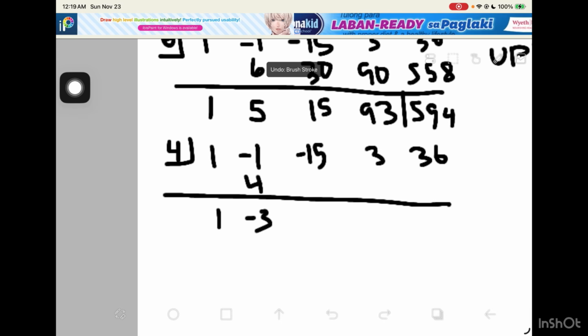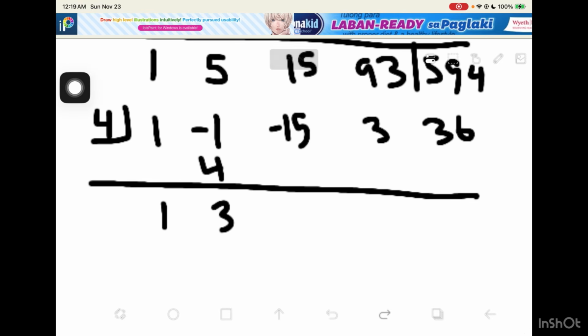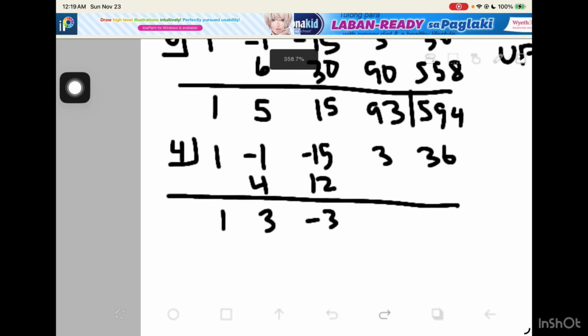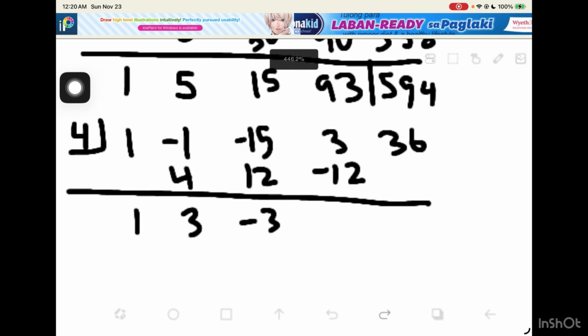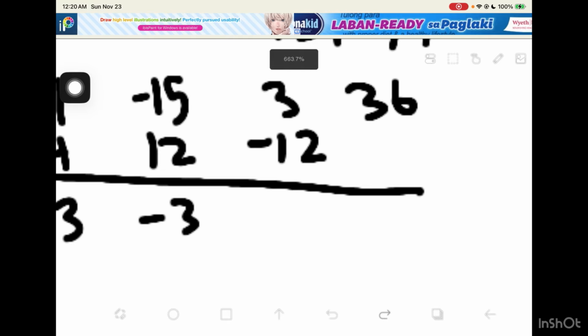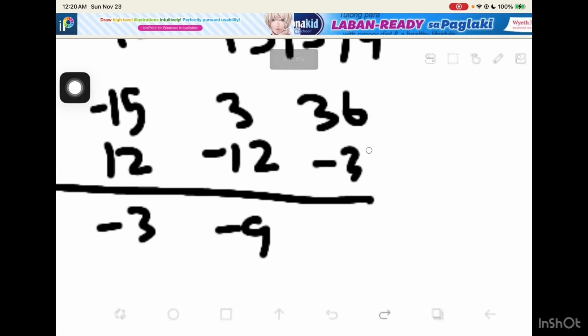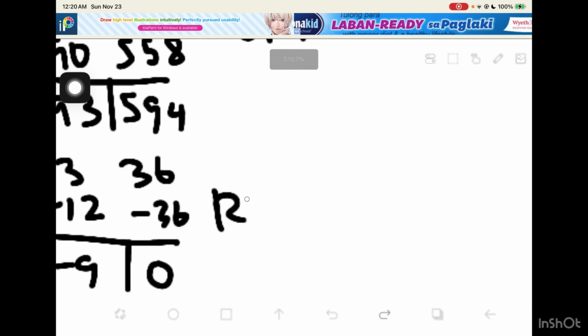Hold on. Oh, this becomes 3. So yeah, 3, sorry. 12, and this one becomes negative 3. Negative 3 times 4 is negative 12. Then this one becomes negative 9. Okay, there. Then this one becomes negative 36. So this is 0. So therefore, this is a root.